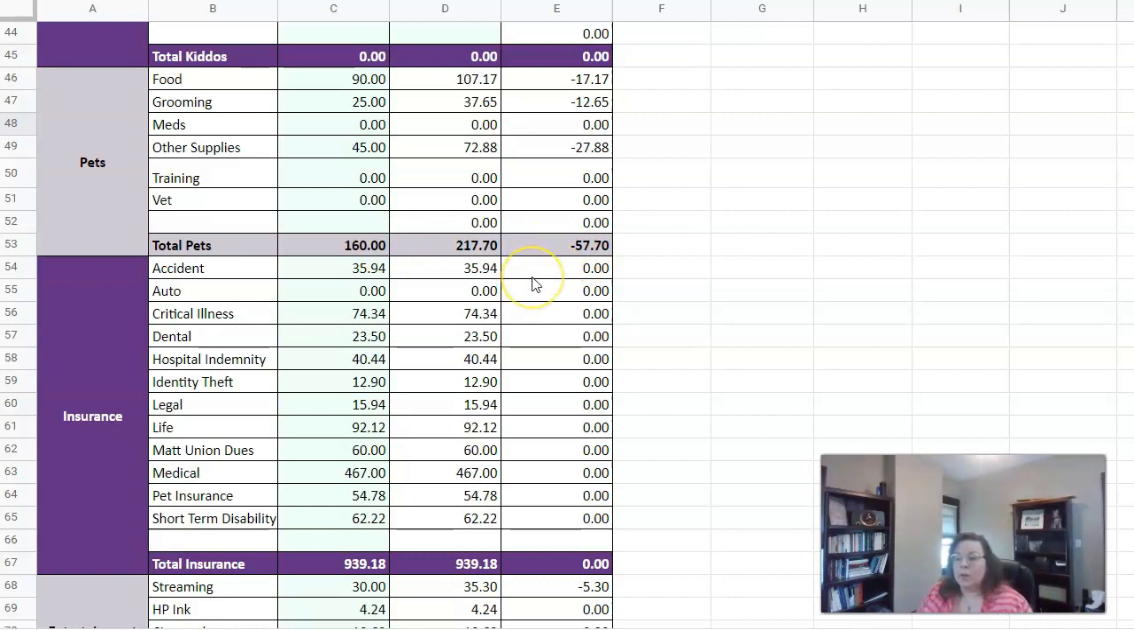In insurance, we came in right where we planned, exactly to the penny. So $35 for accident. We didn't have auto insurance in May. That's every 6 months, and that's actually going to be paid in June. Critical illness is $74. Dental is $23. Hospital indemnity is $40. Identity theft is $12. Legal is $15. Life insurance $92.